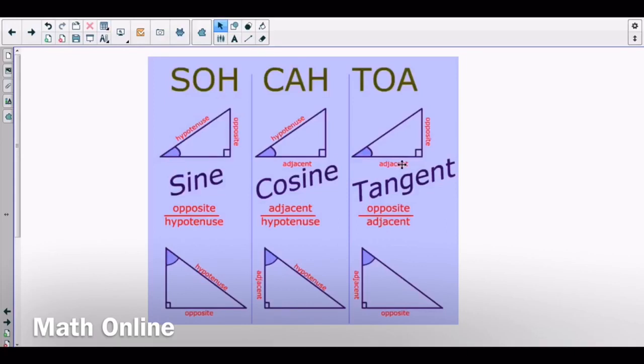So once again, the first letter tells you the trig function, and the last two letters tell you the ratio. Hopefully this helps. You may want to stop the video, take notes of this, and use it in your homework. SOHCAHTOA, memorize that, please. All right, let's move on.